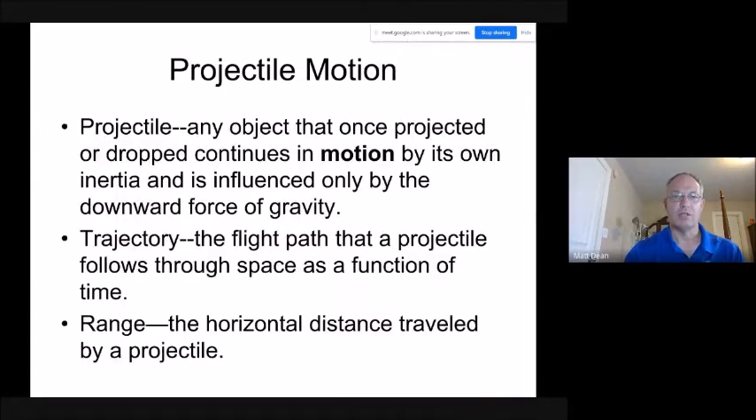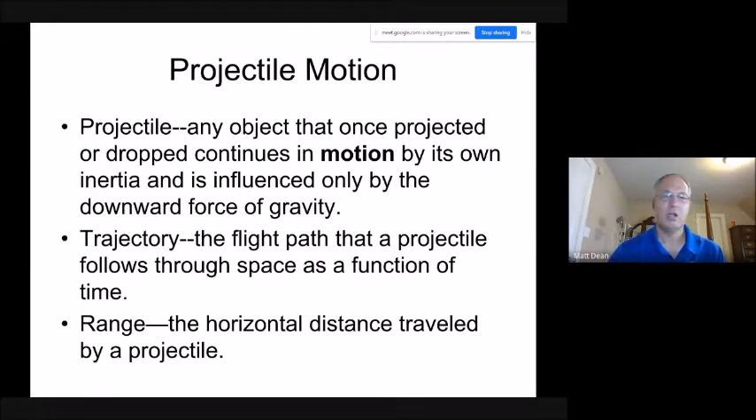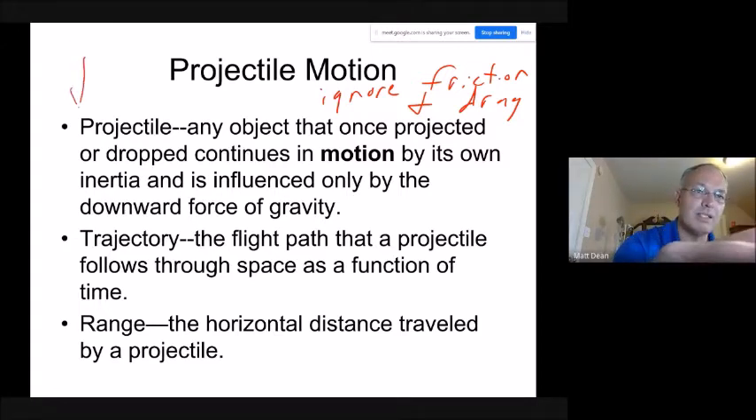All right. So now let's get to the main topic for today, which is projectiles. A projectile is any object that, once it's projected, shot out or dropped, continues in motion by its own inertia and is influenced only by the downward force of gravity. Now that's assuming that we're ignoring friction and drag, which in AP Physics 1 we almost always do. So we ignore air drag and friction in these problems, so that the only force acting on these projectiles is the force of gravity, which we know is acting straight down toward the earth.